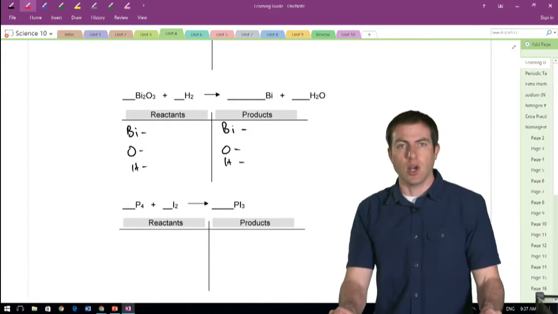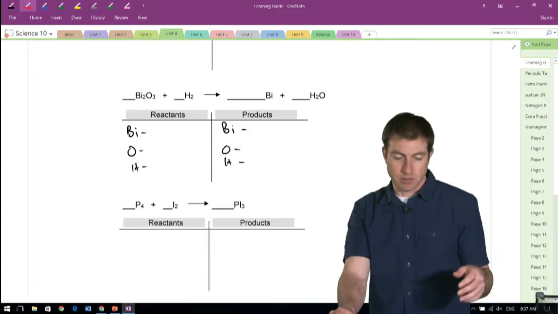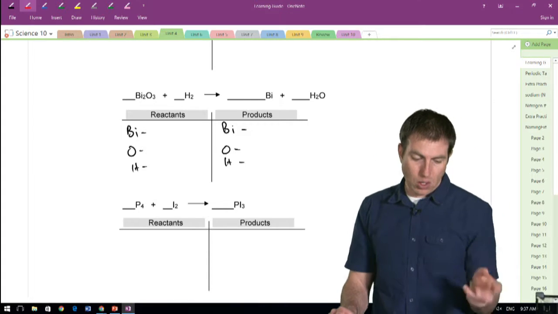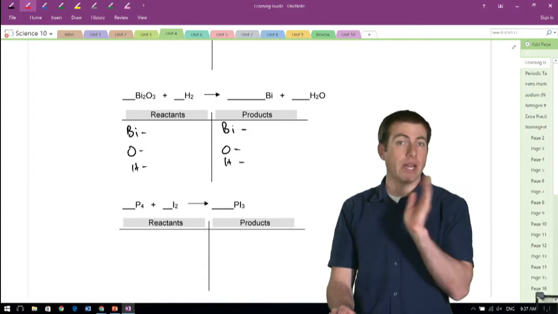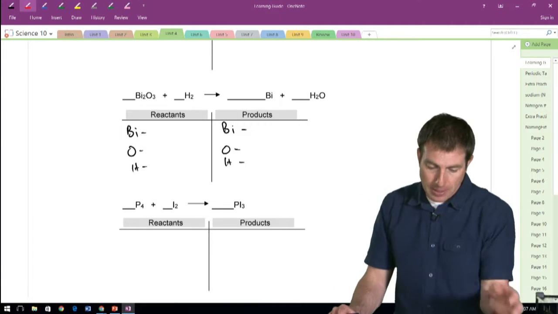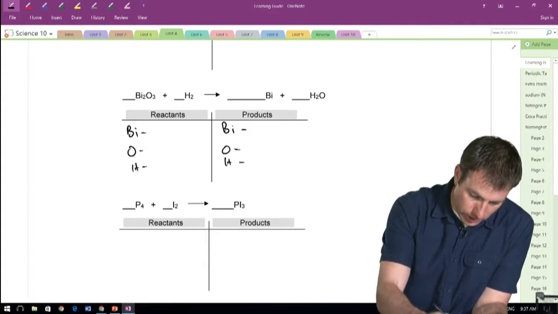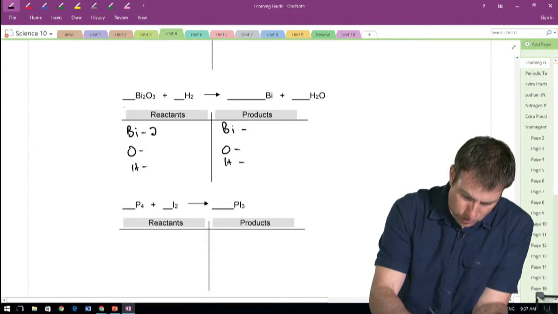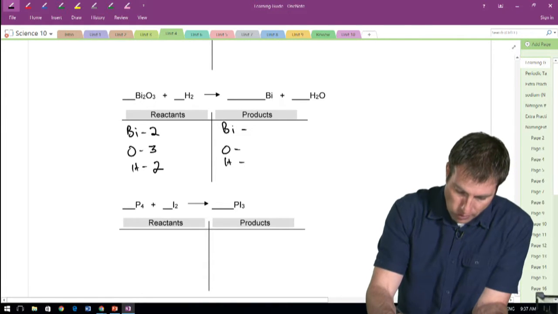Same process as always. Identify the elements that are present. I start with bismuth, Bi, O, and H. If I start with them, I end with them, so I just write them down on the other side. Then I count. I have 2 bismuths here, 3 oxygens, and 2 hydrogens. And on the other side I have 1, 1, and 2.